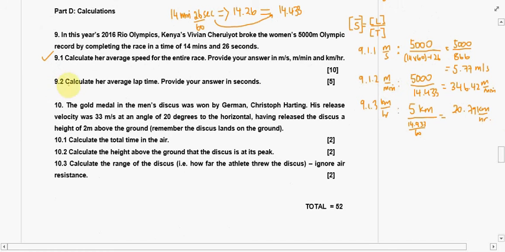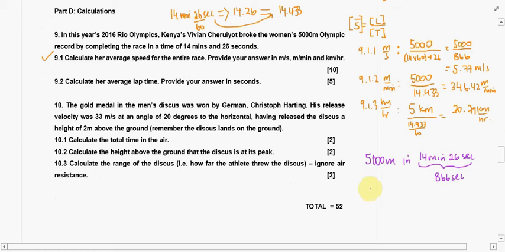Alright, 9.2, calculate her average lap time. Okay, this one's also relatively straightforward. Give your answers in seconds. So she ran 5,000 meters in 14 minutes and 26 seconds. We've already converted this to seconds, right? We said that this was 866 seconds. Okay, so we're almost halfway there for this question.